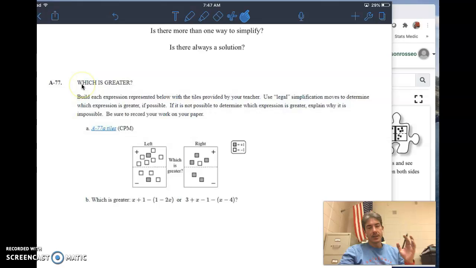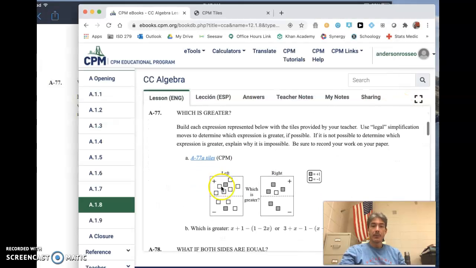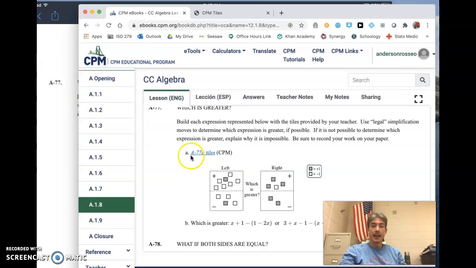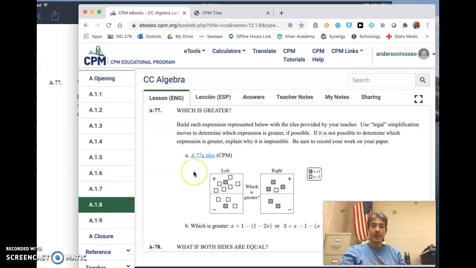In A77, we're going to spend a tiny bit of time talking one more time about which one's greater, for the purpose of reviewing our legal moves with algebra tiles and maybe how we could record that. And then we'll move on and talk about equation solving, right? So here we go, A77. I've got this pulled up already in the book. I can click on the A-77A tiles, and it's going to bring this to my screen in a new tab.